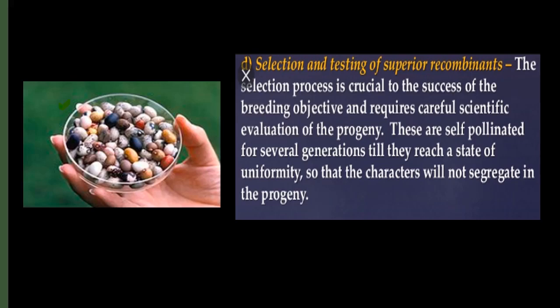The selection process is crucial to the success of the breeding objective, and they are self-pollinated for several generations so that they will reach a uniform stage, a pure line stage, where they will not undergo any kind of segregation. You haven't studied Mendel's law yet, but when you study it, we will see that the characters should not segregate. If they get segregated, the desirable characters will not be there. So the characters will not segregate in the progeny.